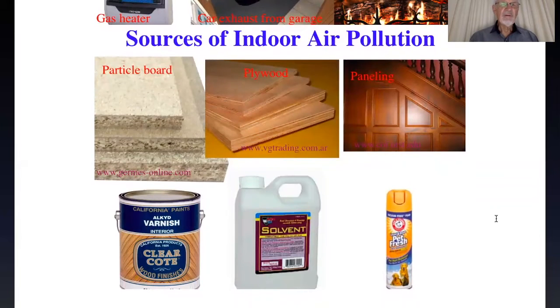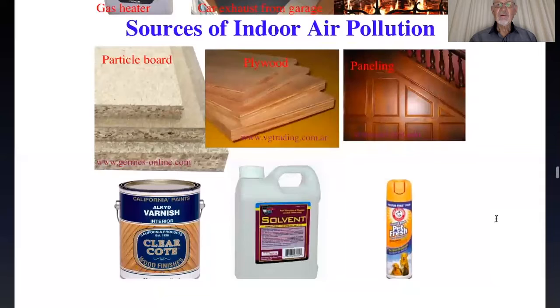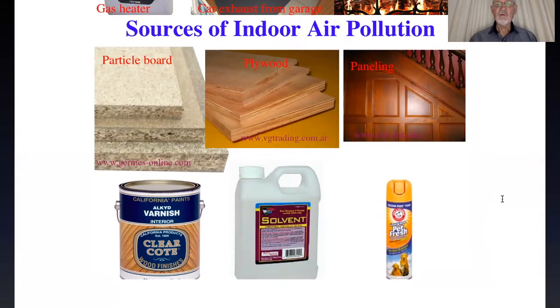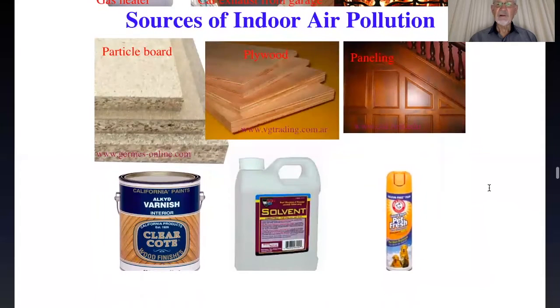So you can have gases emitted from particle boards, plywood, paneling, paints particularly. And some older houses actually had lead-based paints. So you need to be very careful if you're renovating an older house that you don't start trying to remove the lead-based paints with a torch and scraper, because you will be very, very quickly overcome with the fumes.